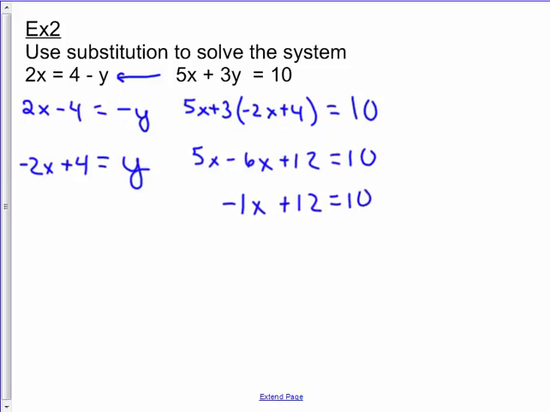So I get negative 1x plus 12 is 10, and negative 1x equals negative 2. Dividing by -1, or multiplying by -1, I get x is 2. At this point, I'm going to plug it back into one of the equations. Doesn't matter which one. I'm going to plug it into the second one.